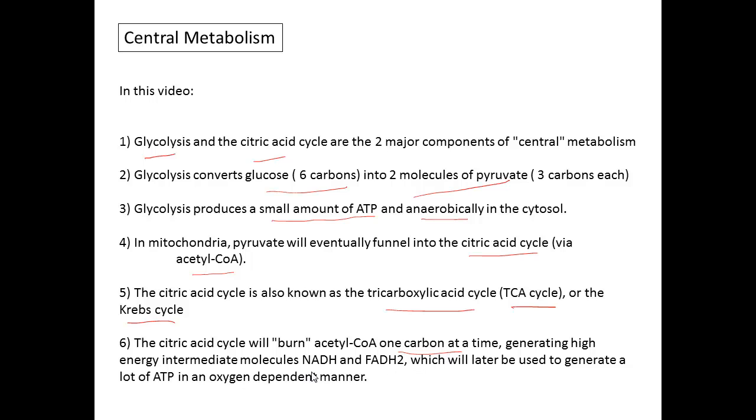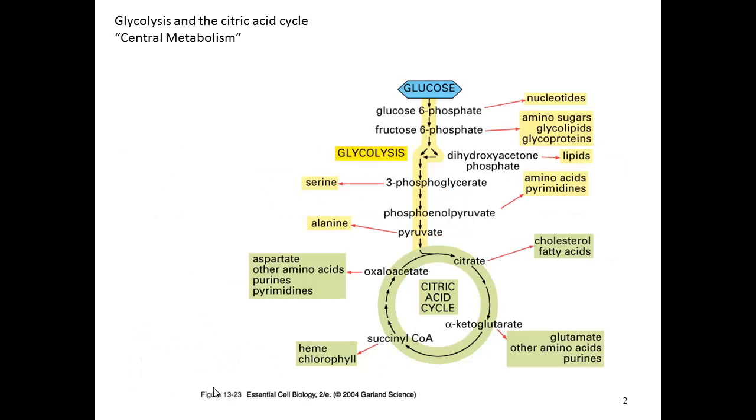Generate high-energy intermediate molecules NADH and FADH2. And these molecules, which we'll see in the next class session, produce a lot of ATP in an oxygen-dependent manner in a process called oxidative phosphorylation. This is a reminder of the overall pathway which we'll cover today. Glycolysis is the conversion of glucose to pyruvate, and the citric acid cycle is pyruvate being converted to acetyl-CoA and getting integrated into this cycle and producing carbon dioxide and NADH and FADH2, which goes on to make a lot more ATP.